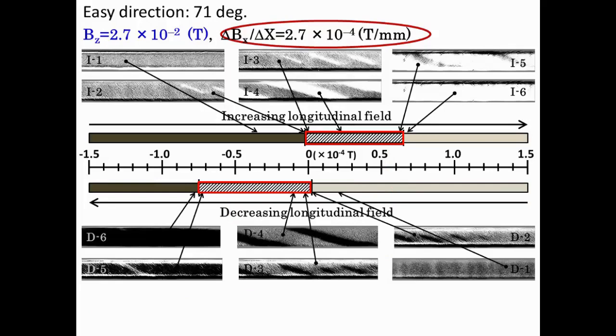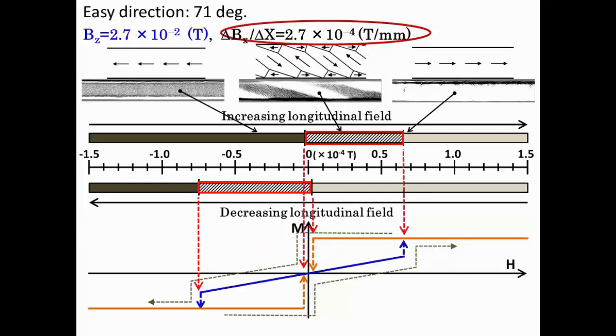This is a case when the distributed parameter is 2.7 Gauss per millimeter, and the normal field is almost the same as the previous sheet. We can see multi-domain state appears in a certain range of applied external field. This is the estimated energy curve, and multi-domain state appears out of hidden state by controlling the distributed parameter.